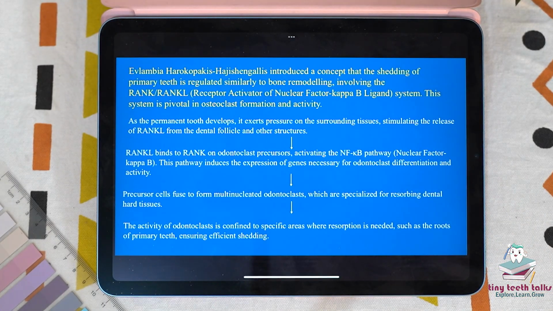So first, RANK, which is the receptor activator of nuclear factor kappa B, is a receptor expressed on the surface of osteoclast and odontoclast precursors. It is essential for their differentiation and activation. Now, these precursor cells are intermediate cells that have partially differentiated and are capable of developing into specific cell types. And RANKL, secreted by the cells in the dental follicle, stellate reticulum and surrounding tissue, binds to this RANK on the precursor cells and triggers intracellular signaling pathways that lead to the formation of mature multinucleated odontoclasts.